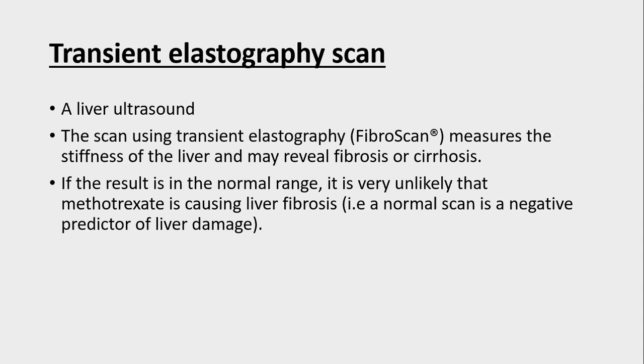Transient elastography scan. This is a liver ultrasound. The scan using transient elastography, fibroscan, measures the stiffness of liver and may reveal fibrosis or cirrhosis. If the result is in normal range, it is very unlikely that methotrexate is causing liver fibrosis. That is, a normal scan is a negative predictor of liver damage. So, by the use of P3NP collagen testing and by this fibroscan, we can avoid a liver biopsy.